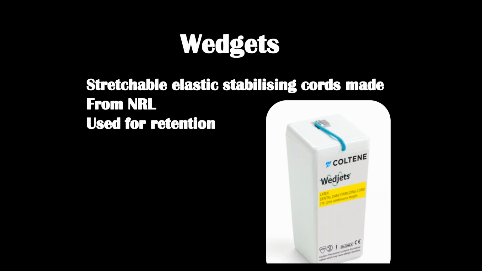So I'm continuing with the presentation. Right now, I'm talking about the accessories that are available. This comes essentially as a part of the Coltene rubber dam kit. The Wedjets. The Wedjets which are currently available are made from natural rubber latex. So they're stretchable, elastic stabilizing cords which are used for secondary retention. They're extremely easy to use and they come in 3 different dimensions. So they are a great addition to the rubber dam armamentarium.